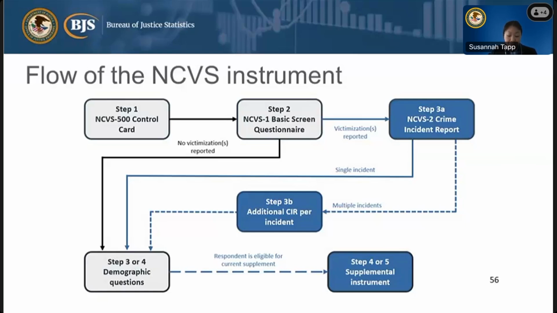The CIR is used for crime incidents. So after confirming a crime is committed, the survey concludes with some basic demographic questions, and then in some cases, a supplemental survey.